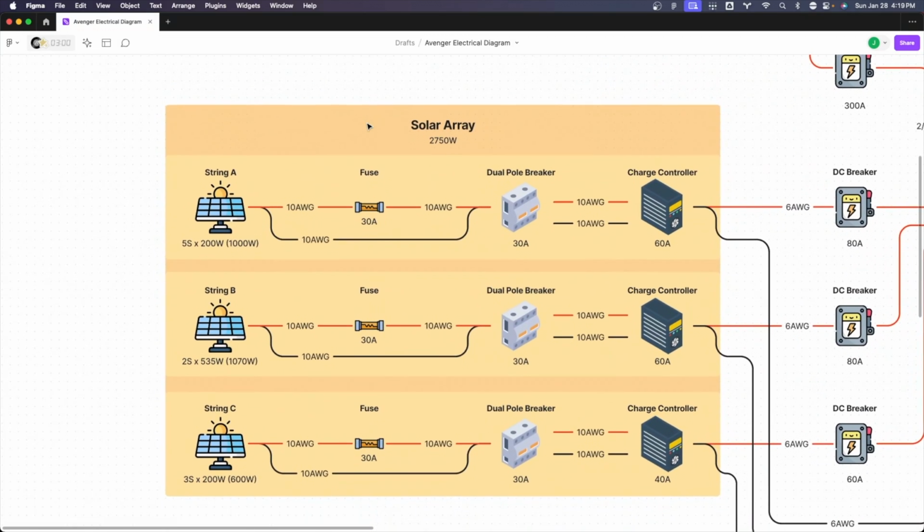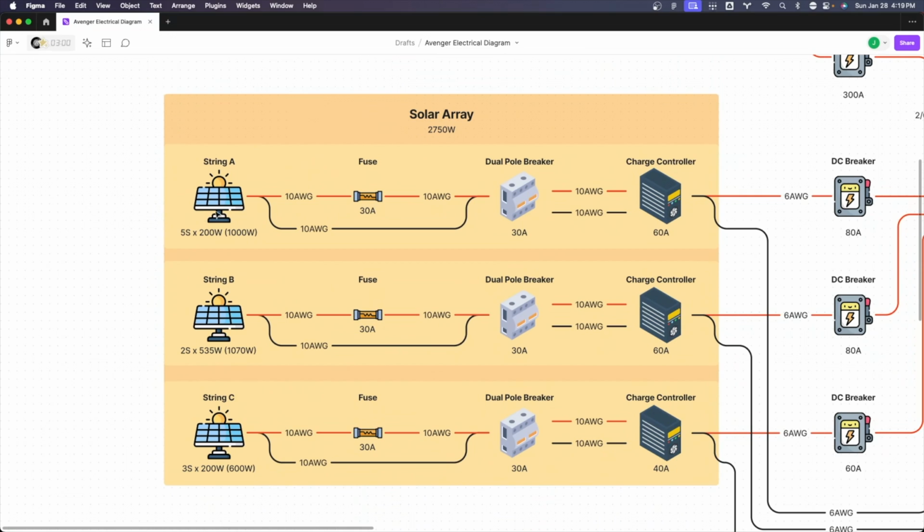So we have our solar array here, and you can see we've got three different strings. This one is the one that we're not really utilizing yet, but we have the 200-watt panels in series that go into a fuse, into a dual pole breaker that's required, into a charge controller, into one of those Renogy 60-amp controllers. Same thing here. They're both in series, the 535-watt panels, and going into a 30 amp fuse into a dual pole breaker so that we can shut these.